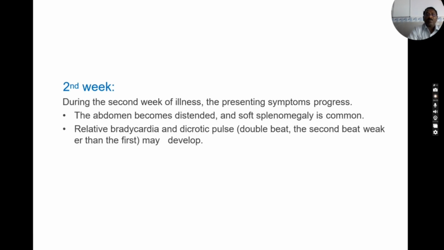Second week, the abdomen becomes distended. Soft splenomegaly is common. First is hepatomegaly, and in the second week you will have splenomegaly, and relative bradycardia and dicrotic pulse. That is the double beat. In the second week, weaker than the first, rose spots may develop.